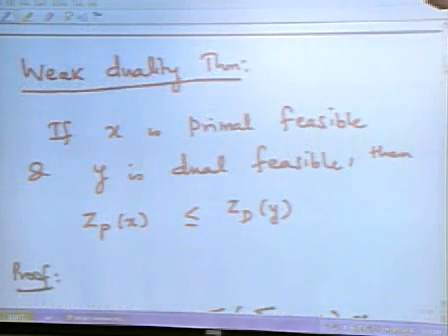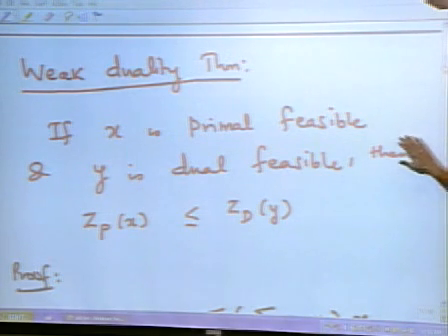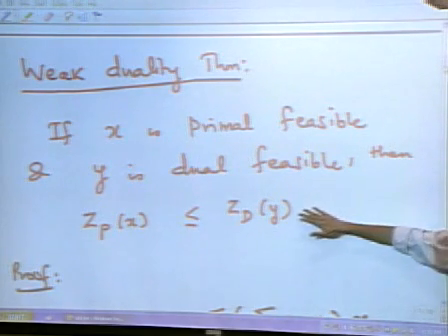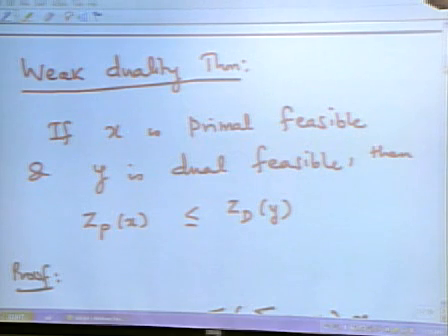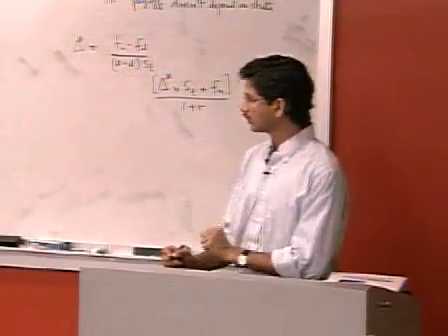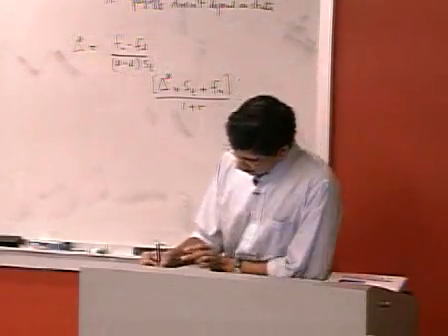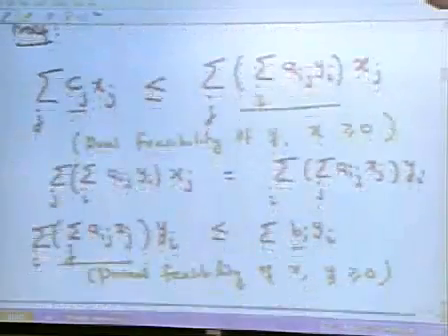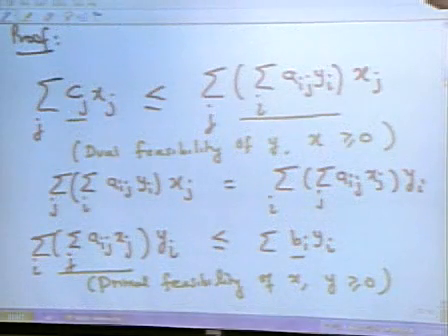So let me quickly remind you of the set of results that we discussed last time. The first result is: if you have a primal feasible x and a dual feasible y, then the primal objective value is at most the dual objective value. Now, this was our motivation for deriving the dual linear program, so you could see this result as capturing that motivation formally. And there's a simple proof of this. And here's what it is.